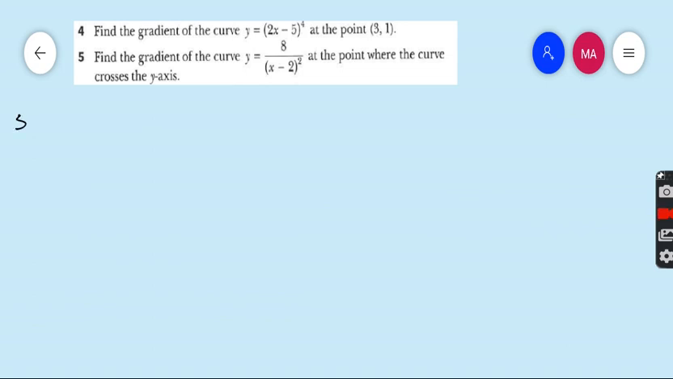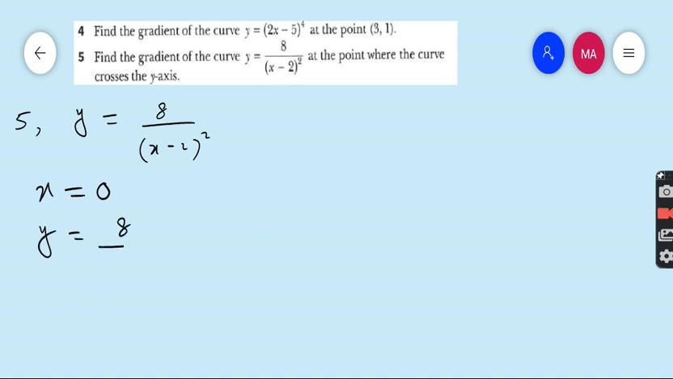Question number 5. Find the gradient of the curve y is equal to 8 upon (x minus 2) to the power 2 at the point where the curve crosses the y-axis. Students, you must know that when the curve crosses the y-axis, the value of x is 0. Hence y is equal to 8 upon (0 minus 2) squared. 0 minus 2 is minus 2, minus 2 squared is 4, 4 times 2 is 8, so y is 2.